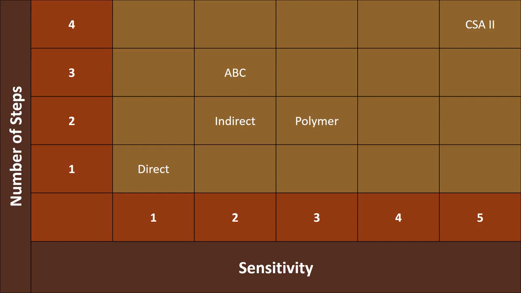The indirect method does provide some level of sensitivity and requires fewer steps. However, it is evident that integration of ABC methodology is required to boost sensitivity in the indirect method. The ABC method, therefore, requires 3 steps, whilst the indirect method only requires 2.